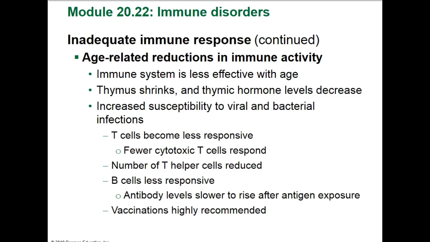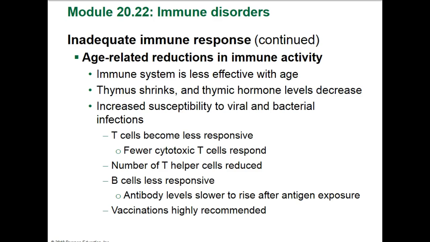Unfortunately, as you get older, you do have reductions in your immune activity. The immune system is less effective with age. Your thymus shrinks. You have increased susceptibility to viral and bacterial infections. T cells become less responsive. Fewer cytotoxic T cells respond. The number of T helper cells is reduced. Your B cells are less responsive, so antibody levels are slower in rising to antigen exposure.